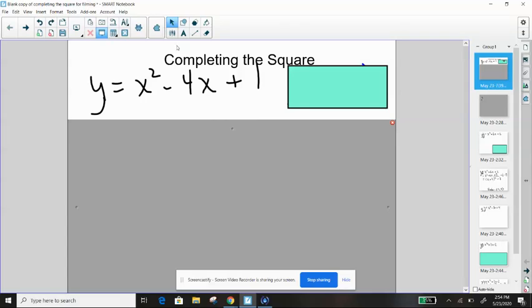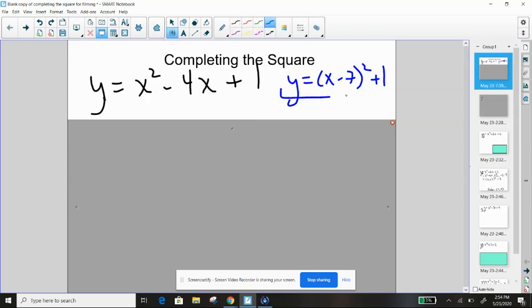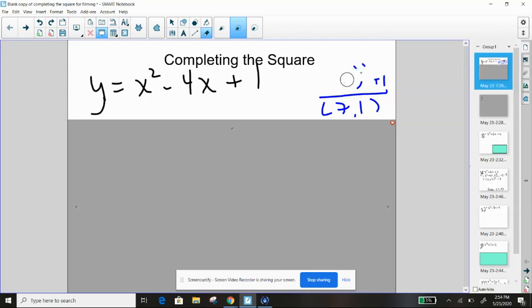Today we're going to learn something called completing the square. When you were graphing parabolas, it was super nice when something was in this format where you could just look at it and know that the vertex of that was 7, 1. But when you look at this equation, y equals x squared minus 4x plus 1, you can't tell what the vertex is, so it's just harder to graph. So we're going to try and rearrange it using a method called completing the square.